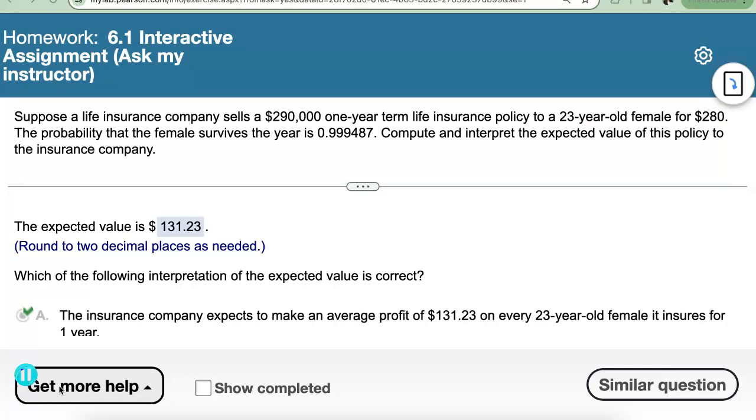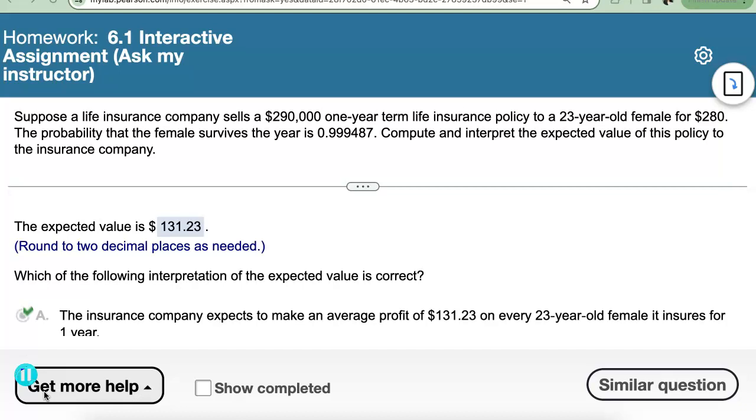In this video, we're going to compute and interpret an expected value. Take a moment to pause the video to read the full problem statement. So what we see here is we have two possibilities that could happen with this life insurance. The person that was sold the life insurance could live or they could die.